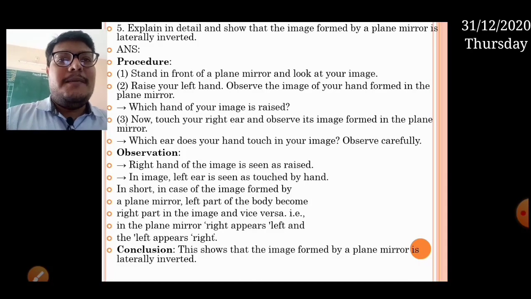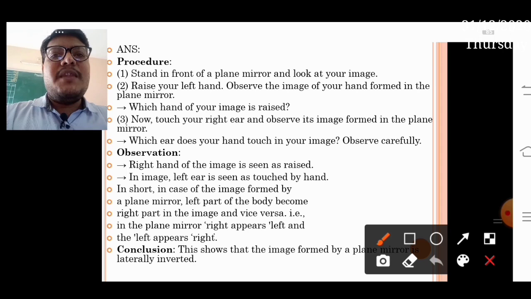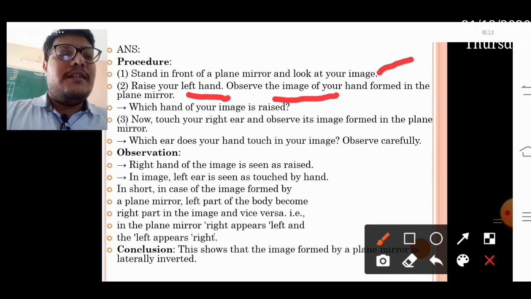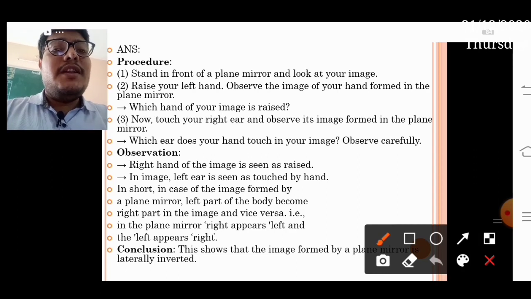Explain in detail and show that the image formed by a plane mirror is laterally inverted. Now you can do this at home even. What is the procedure? See here, stand in front of the mirror, look at your image. Raise your left hand, observe the image of your hand formed in the mirror, right? Observe which hand of the image is raised. You have to observe that.